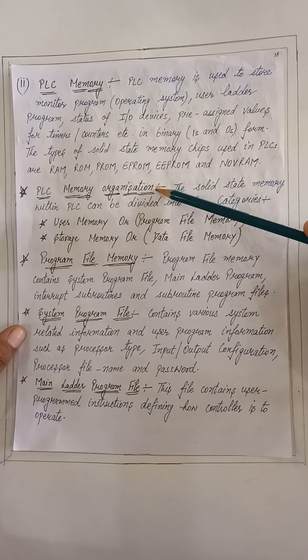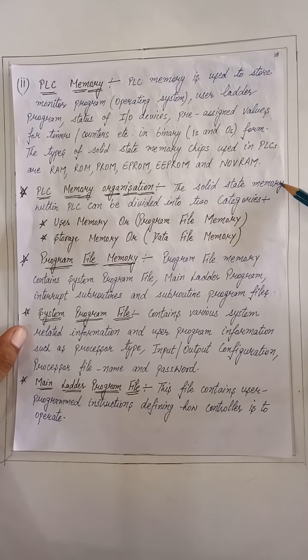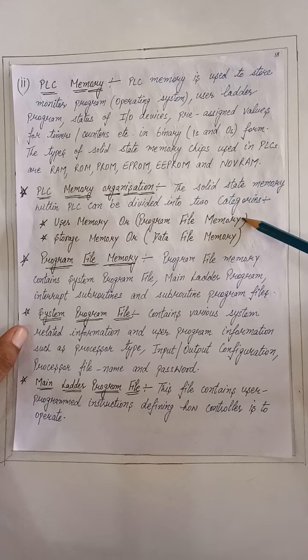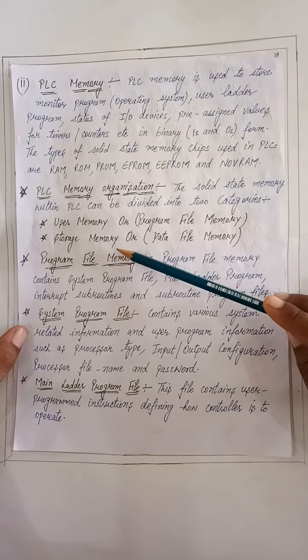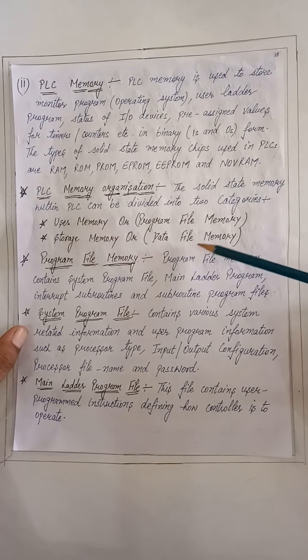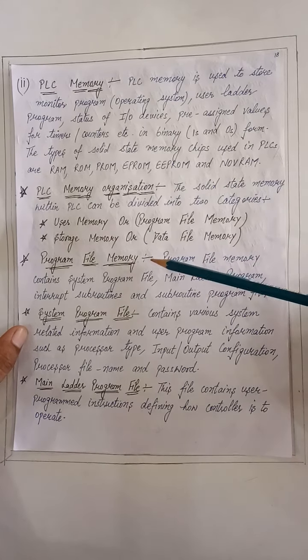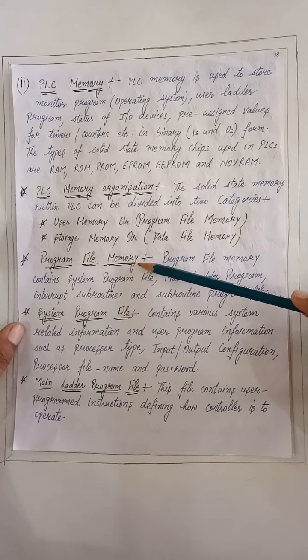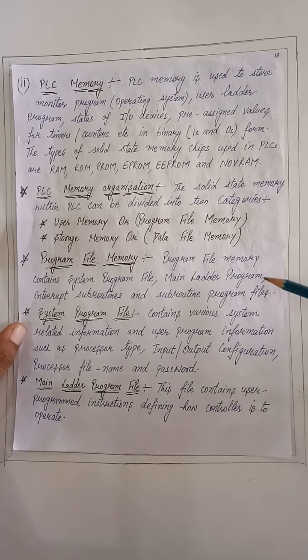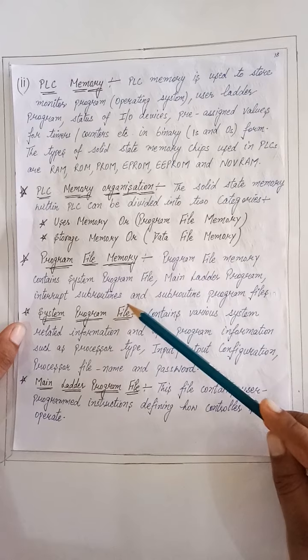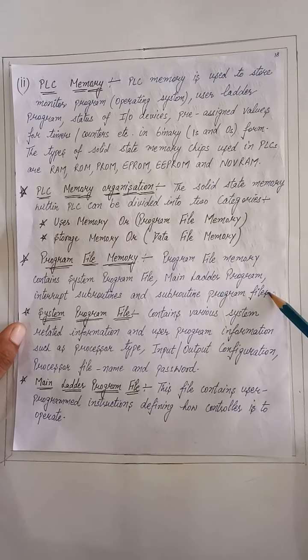PLC memory organization. The solid-state memory within a PLC can be divided into two categories. First is the user memory or program file memory. Second is the storage memory or data file memory. First, program file memory. Program file memory contains system program files, main ladder program, interrupt, subroutines and subroutine program files.